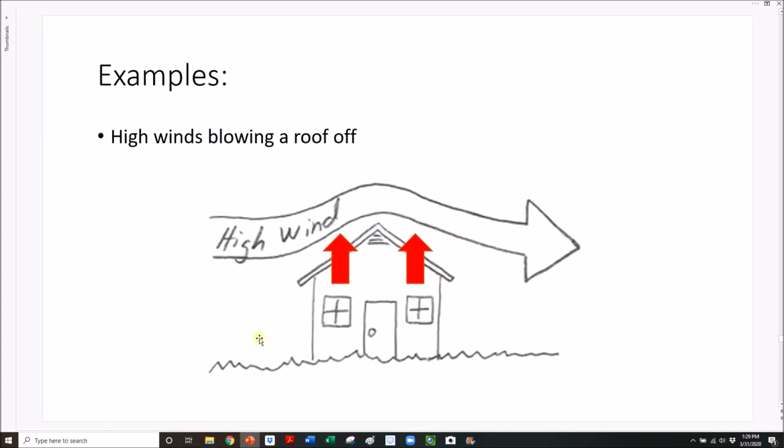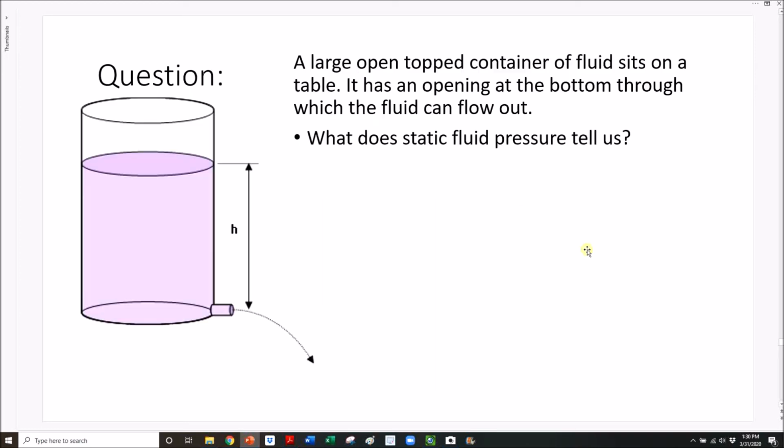Another example is, say, during a hurricane, you have very high winds going over the top of a house. So you have static, high-pressure air inside the house, you have low-pressure, fast-moving air across the top of the house, and so the high pressure inside the house pushes the roof off. The roof tends to get blown off of houses when there's high wind across the top.